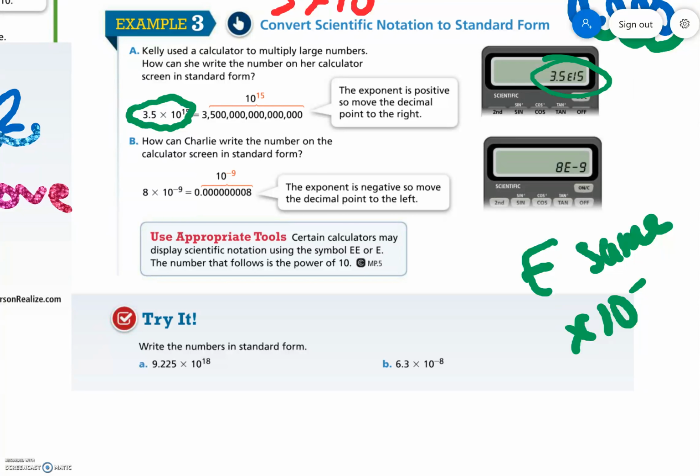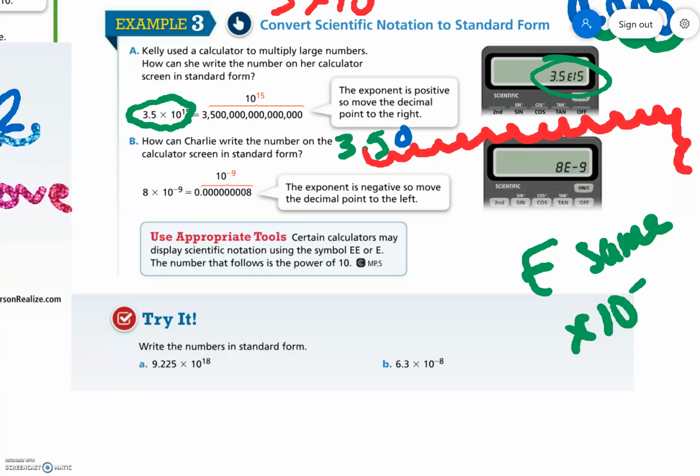So now we know it's a positive exponent. So we know we're going to make this a really big number. So we're going to move it to the right. So 3.5, I need to move 15 spaces. 1, 2, 3, 4, 5, 6, 7, 8, 9, 10, 11, 12, 13, 14, 15. What do you think we're going to fill in the empty spaces with? Zeros. So we're just going the opposite way.